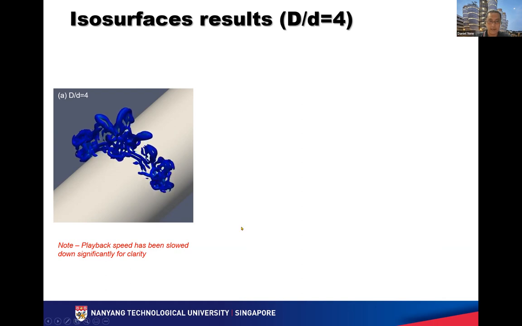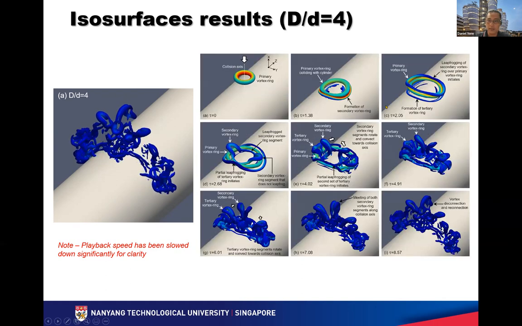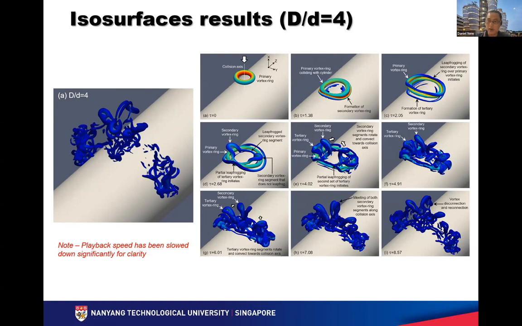If we look at the screen captures, by and large it agrees well with the flow model that we proposed previously. Not exactly, but very close. There's one discrepancy as well. In the flow model, we postulated that there's a series of vortex disconnection and reconnection that is supposed to happen over here prior to the collision. We do not really see that, even though we see some necking of the vortex.